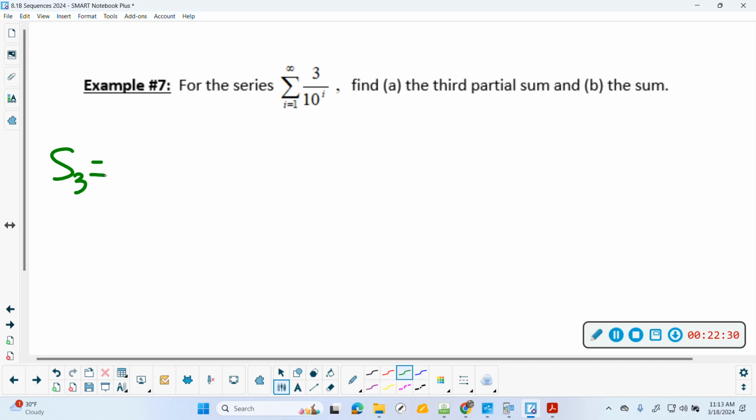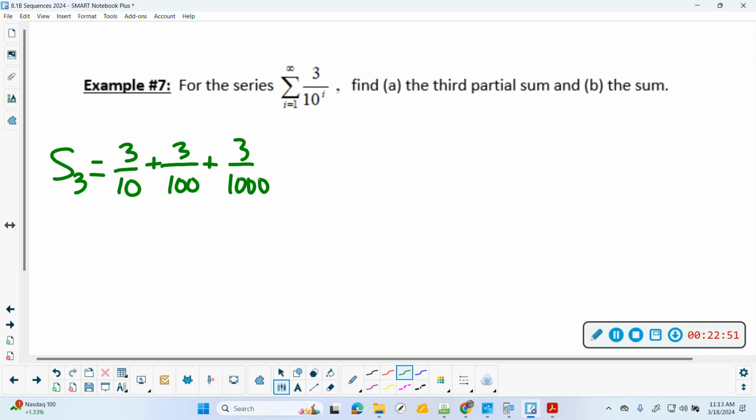So I need, just like I was doing, the sum of the first 3 terms. Well, let's put 1 in, of course, 10 to the first 10. Then I'm going to put a 2 in. What's 10 squared? 100. What is 10 cubed?